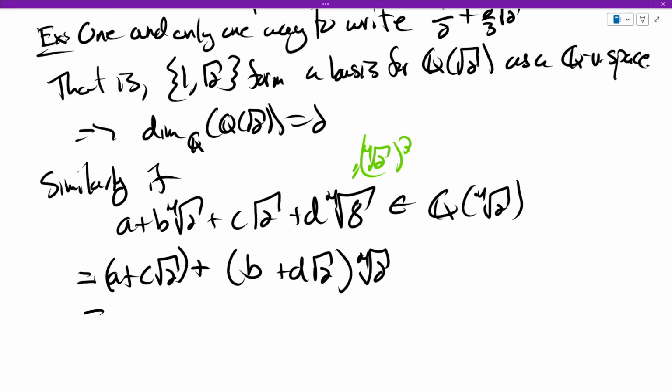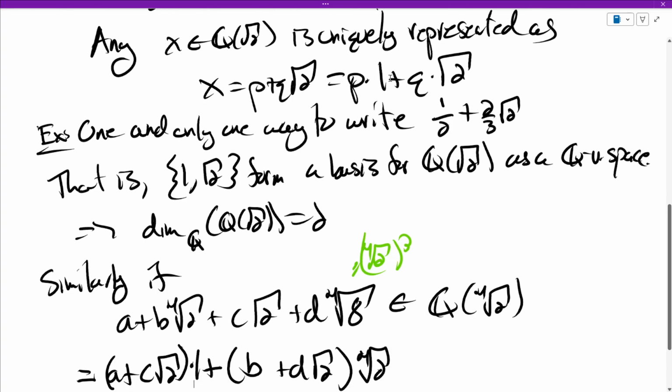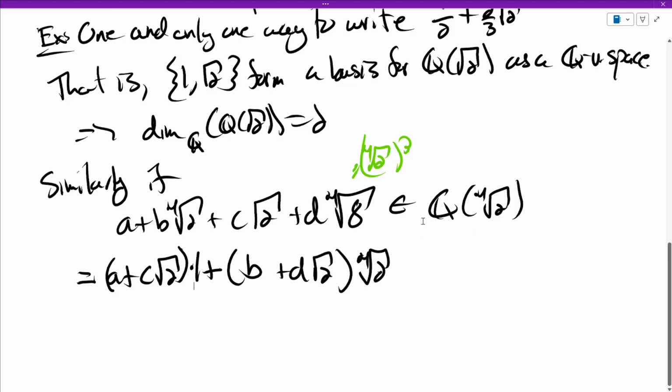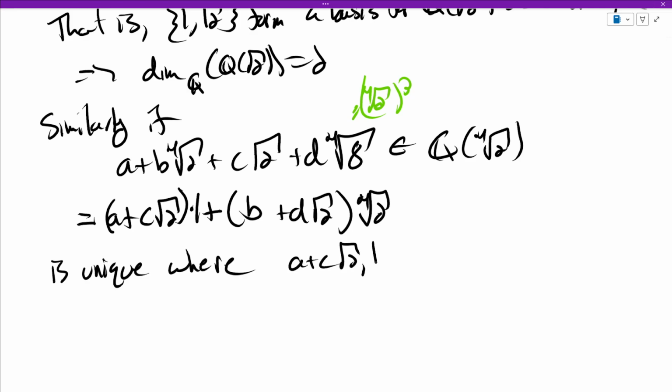Okay. So let me write this slightly differently. I'm going to just add a 1 here. So just like in the previous example, where every element is uniquely represented as p plus q root 2, where p and q are rational, every element of q adjoining the fourth root of 2 has a unique representation where a plus c root 2 and b plus d root 2 are in q adjoin the square root of 2. You can uniquely represent it this way. Okay.